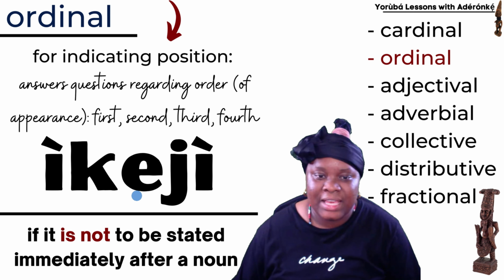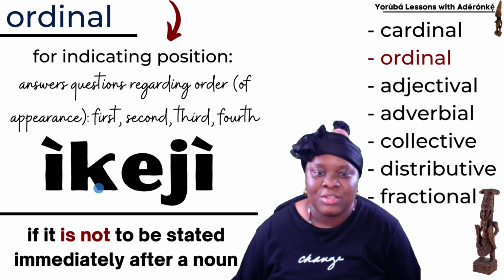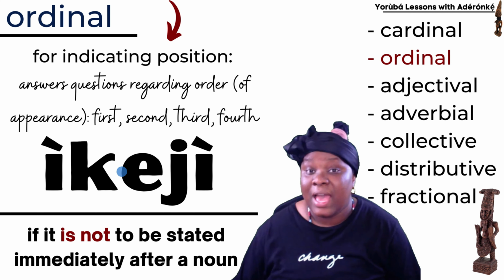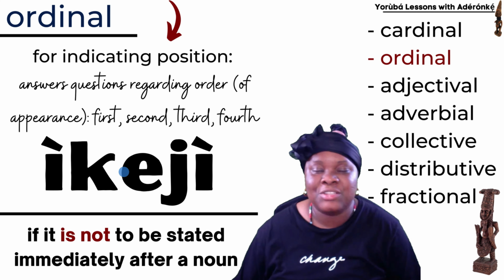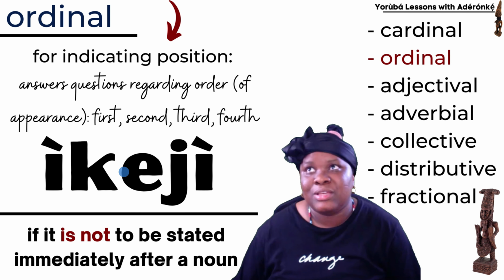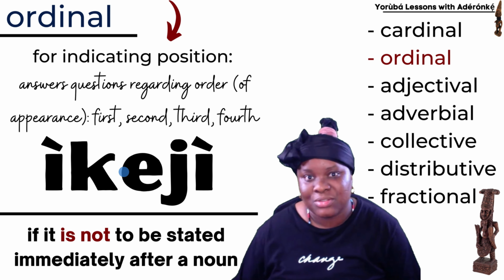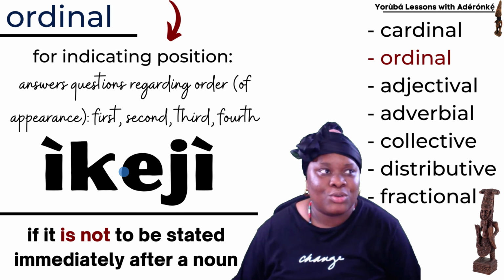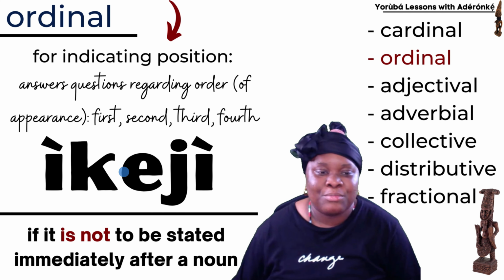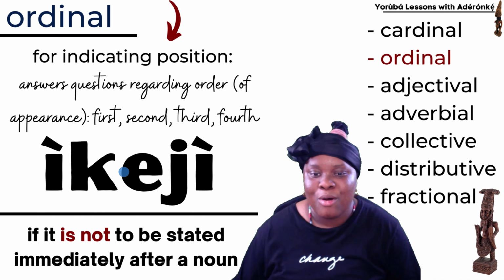However, you will state ikeji when it is not coming immediately after a noun. So ikeji can't come immediately after a noun. In Yoruba, adjectives or adjectival forms tend to come after nouns, not before. So in the English language, you would say 2 girls, or the second girl, if I'm being true to the ordinal context. But in Yoruba, we would say omo keji.